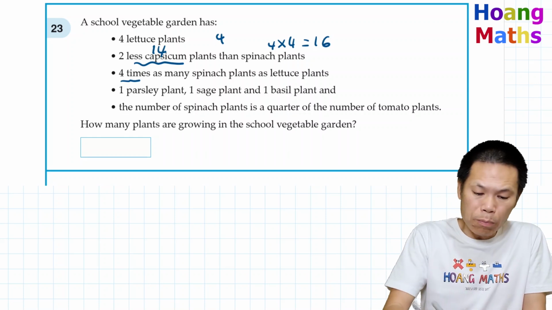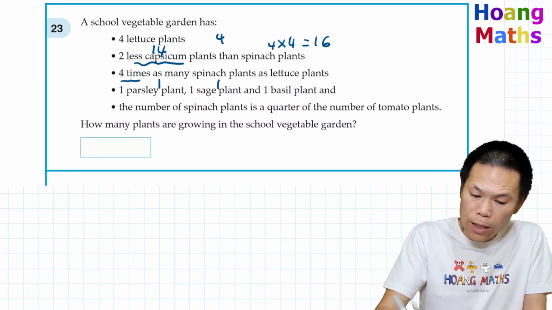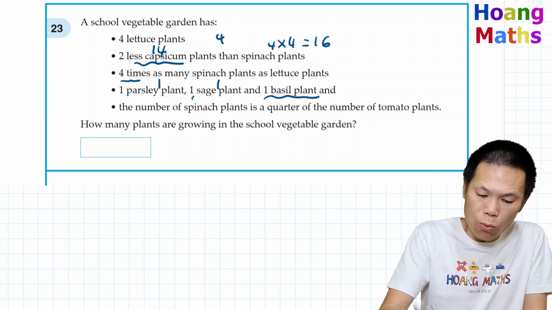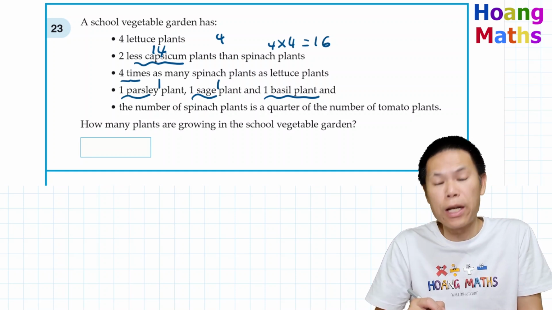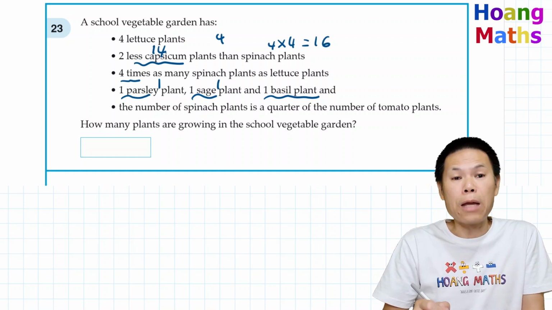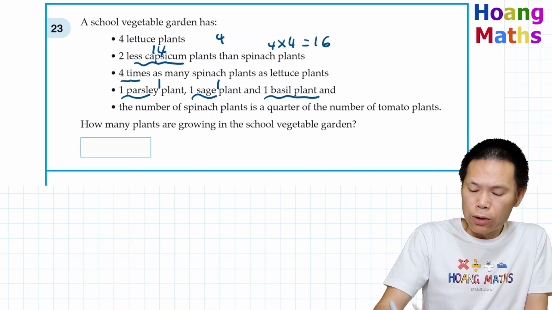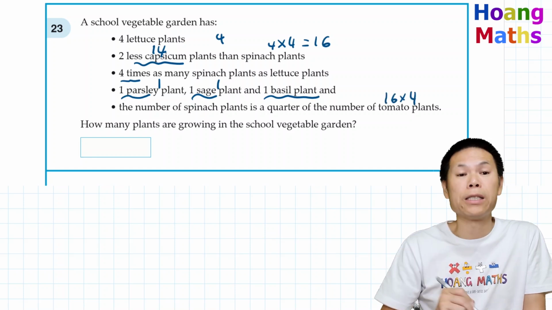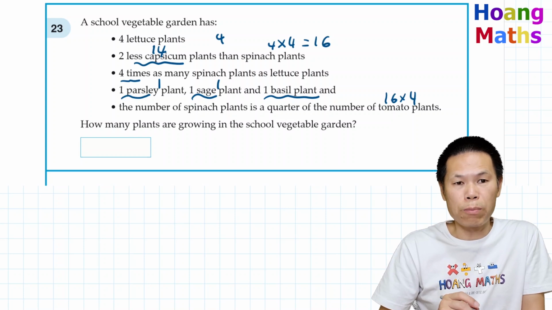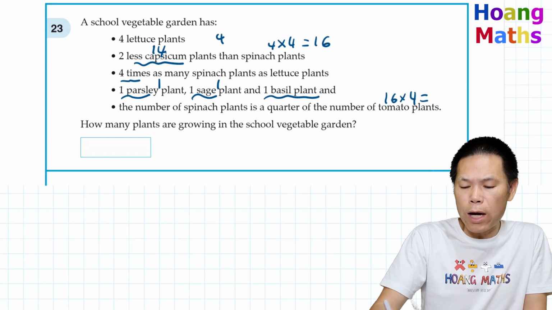Now 1 parsley plant, so that is 1, and 1 sage plant, so this is 1, and 1 basil plant, so they're all 1. The number of spinach plants is a quarter of the number of tomato plants. So that means tomato plants is 4 times the spinach plants. So spinach has 16 of them, and then we times 4. So that gives us the number of tomato plants. So 16 times 4. You can put it on a calculator. Otherwise, we know that 16 times 4 is 64.